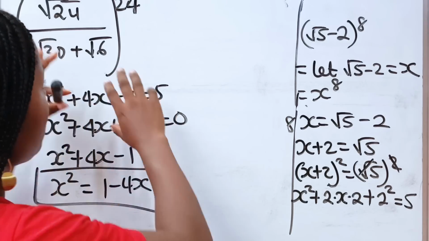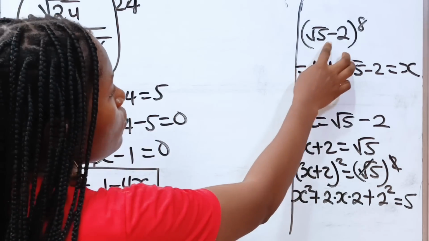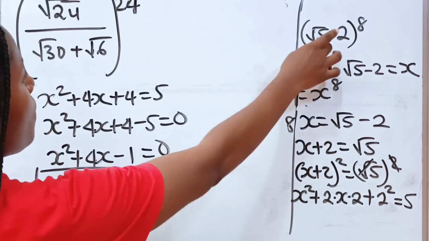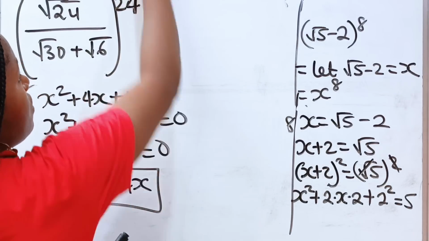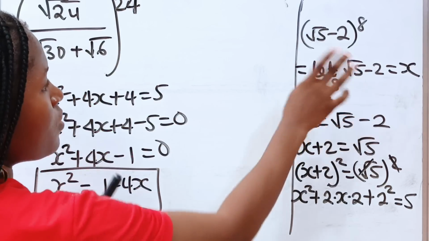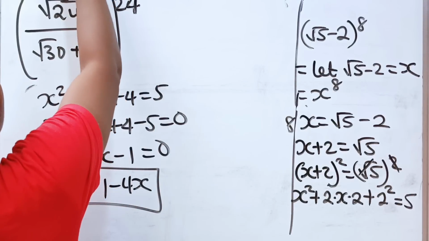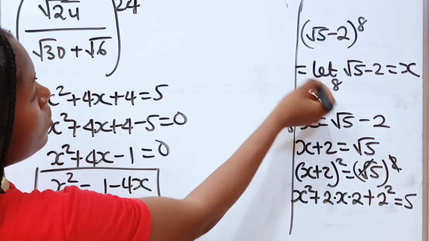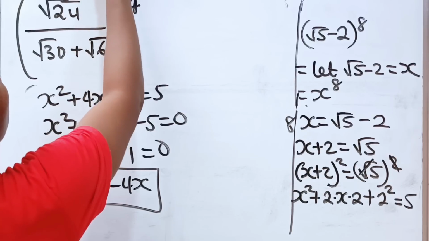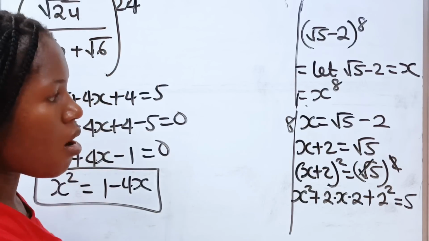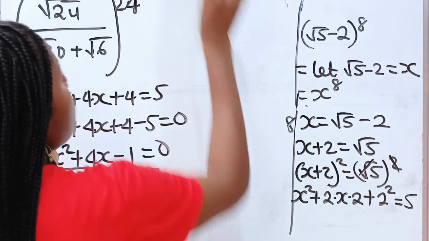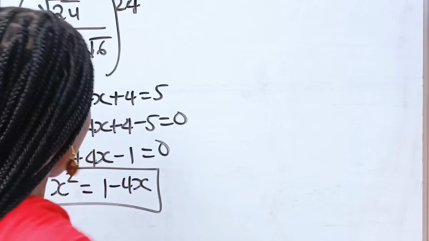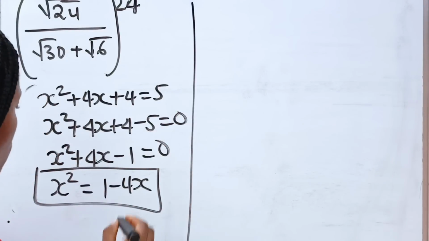So remember that after everything we did here, we got (√5 − 2) raised to the power of 8, right? That is what we are looking for. So I'm going to write out these two things before I clean this place because it's important. So we got (√5 − 2)^8, and we also said let x be equal to √5 − 2. All right, so let us continue. I can now clean this. Okay. Now, back to what we are doing.